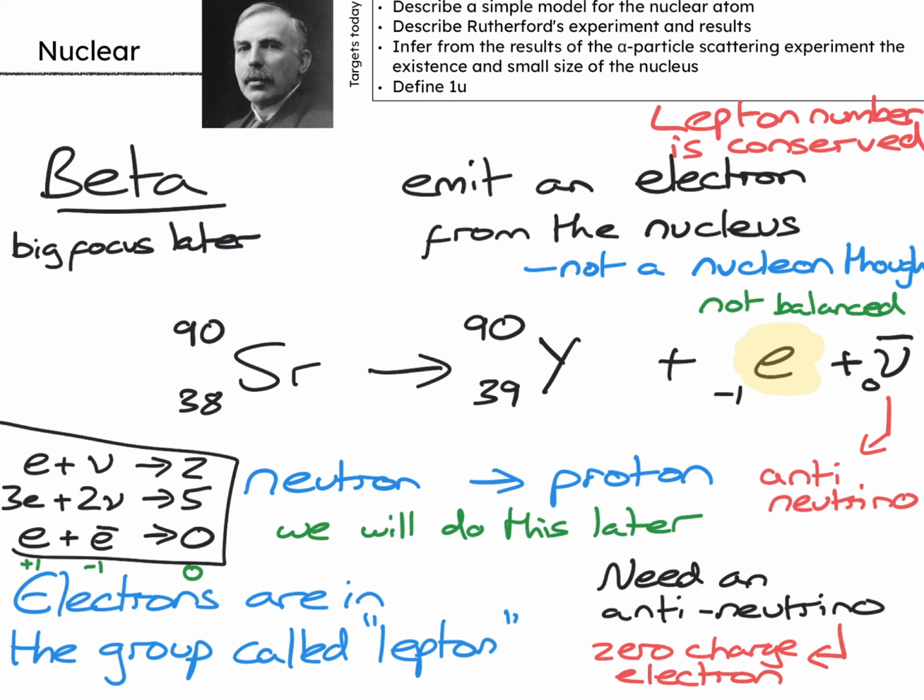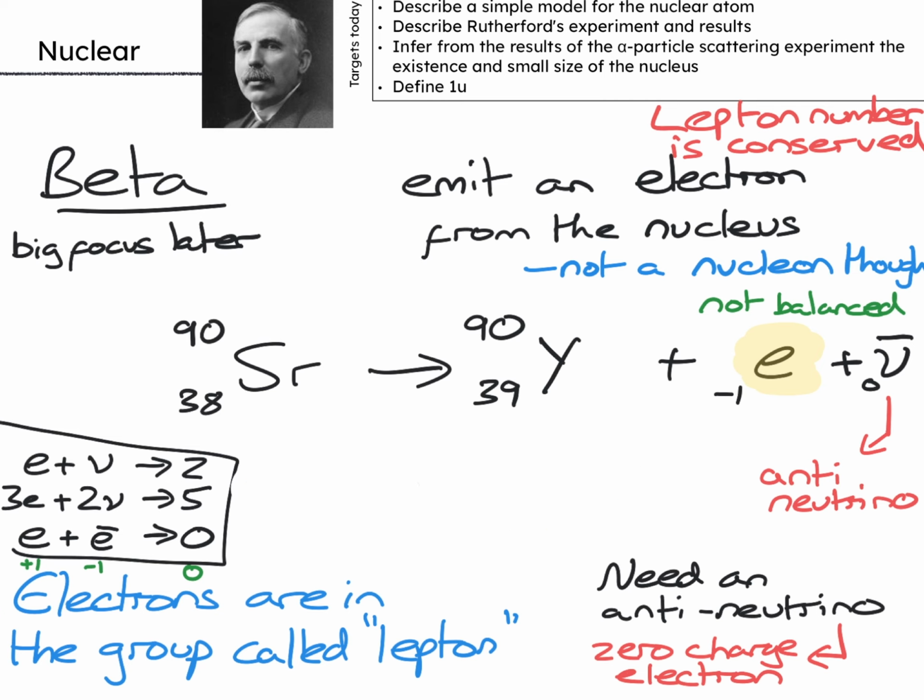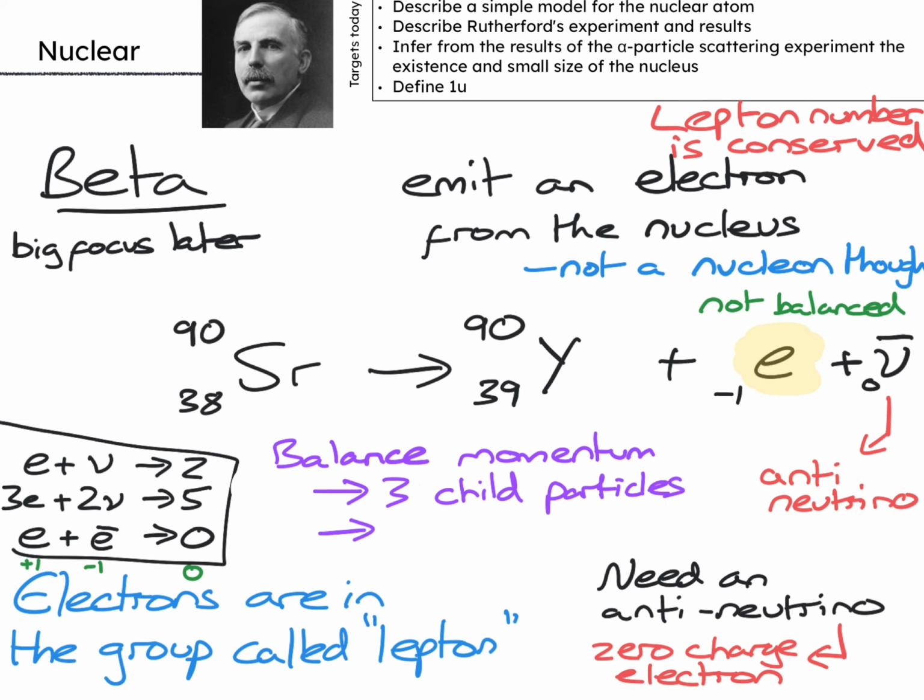Now, if we try to balance its momentum, it's all getting quite more complicated than before. With 3 child products, we cannot be certain how the momentum will be divided amongst them. And this also means, importantly, that the beta particles will have a continuous range of kinetic energies. This contrasts with the alpha particles, which had discrete values.